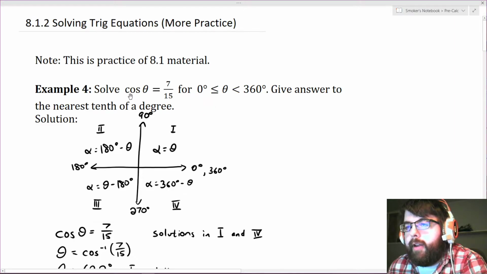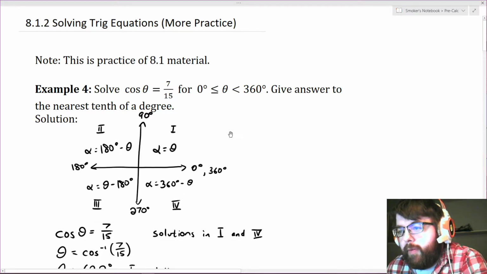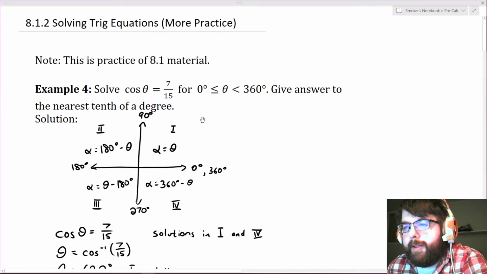Again, just recapping, cosine of an angle is equal to the x value over the hypotenuse, and the x value is negative in the second and third quadrant, positive over here. A little bit of a recap. Hopefully that helped and didn't confuse you at all. Solutions in first and fourth quadrant. I do note that there.